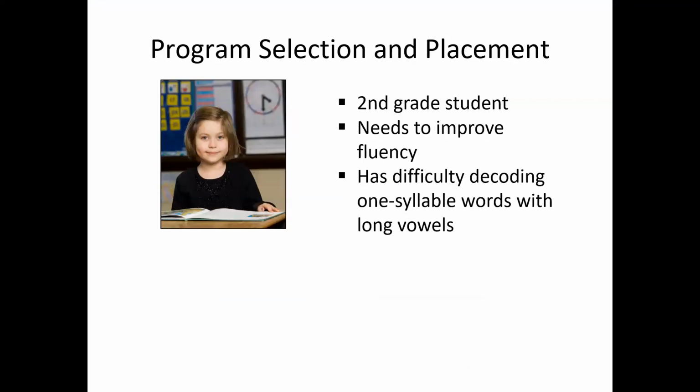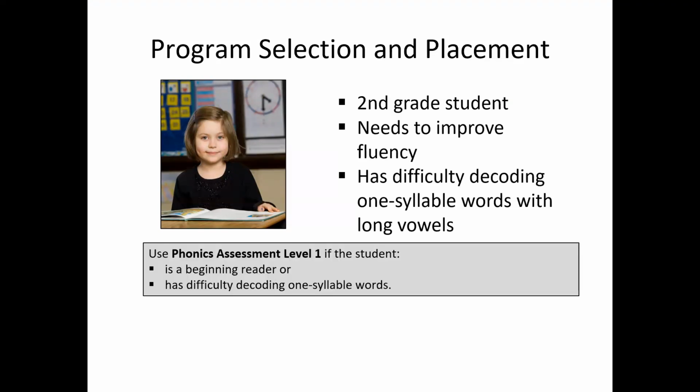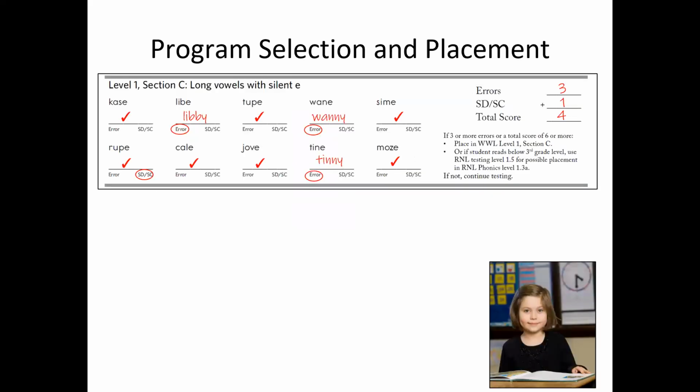Now Ella is a little bit different because she's a 2nd grader who struggles with phonics, but she also struggles with fluency. So let's figure out where she struggles with phonics. I know that she needs help decoding 1-syllable words, so I'm going to go right to the Level 1 assessment. And I see it's not Section E, long vowel silent E, it's Level 1 Section C. And Ella had 3 errors right off the bat.